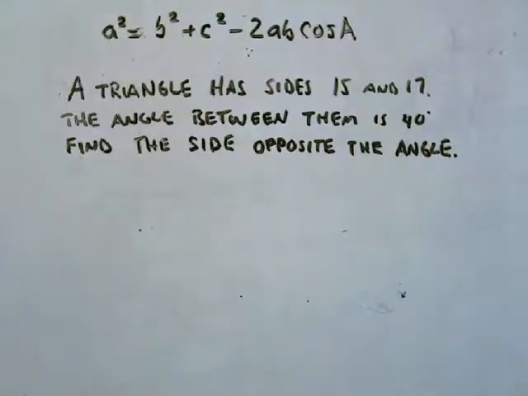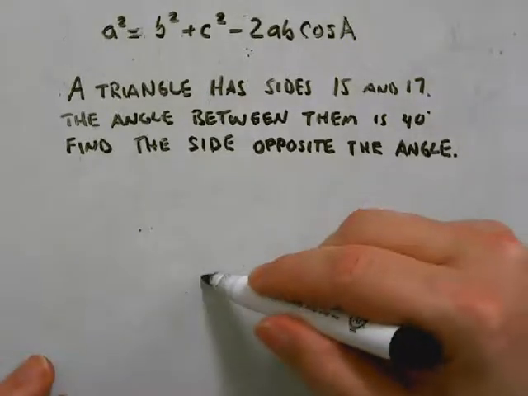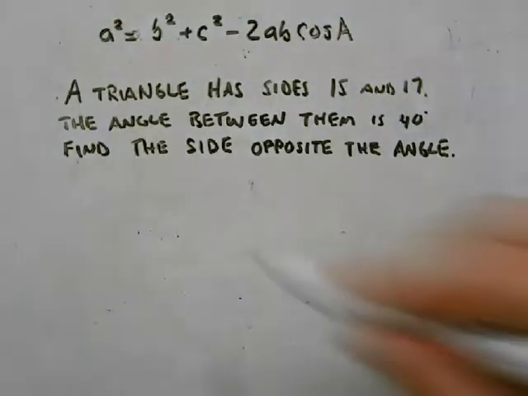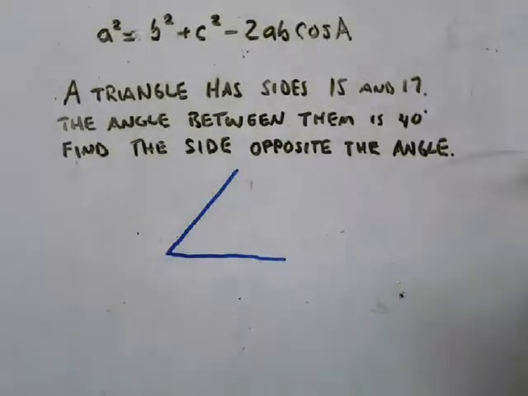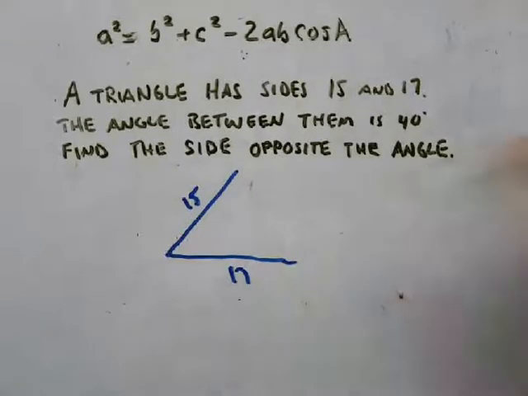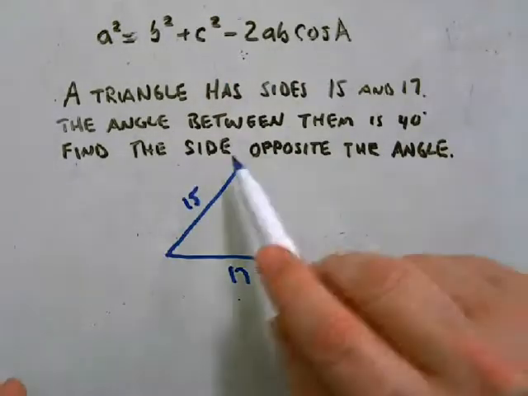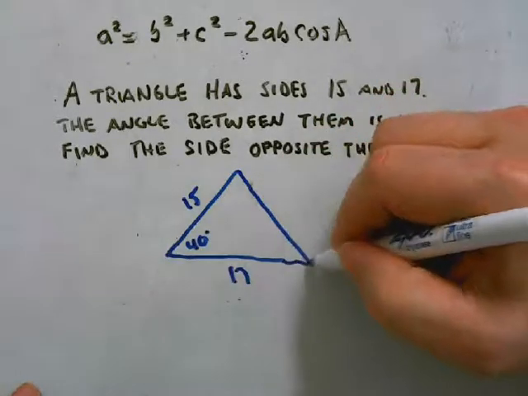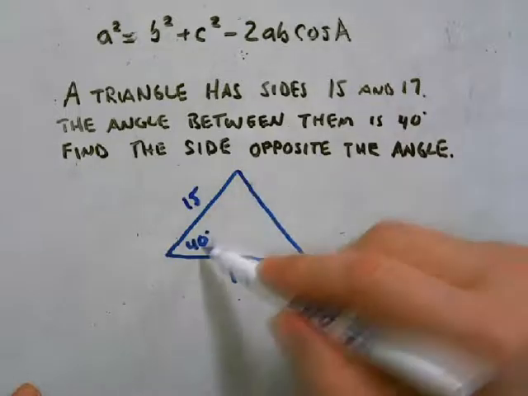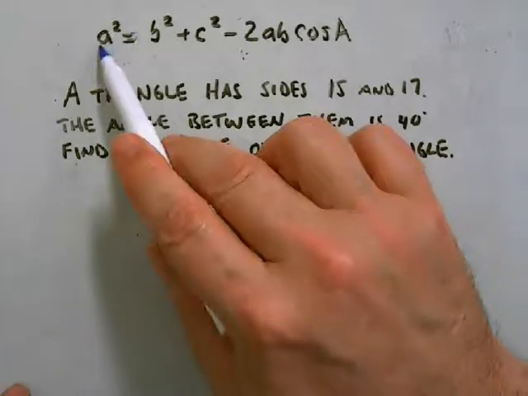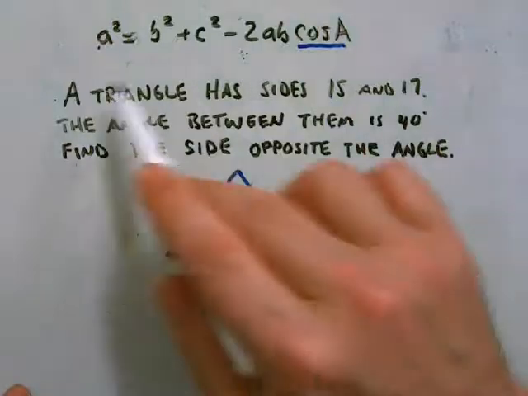I'm going to show you what that looks like with this setup. So we have a triangle that has sides 15 and 17. Again, that doesn't matter. That's just the B and the C, with the angle between them being 40 degrees. And so we need to find the side opposite the angle that we have, which is x. So again, this x and this 40 are the two pieces in the formula that we're going to use.